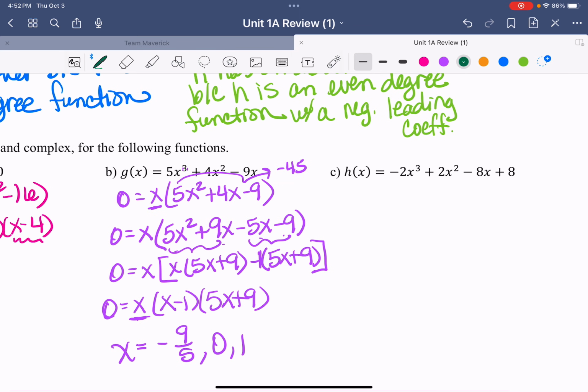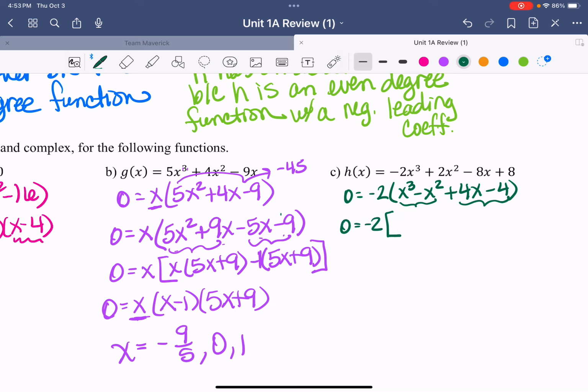All right, so let's look at C. Now I have a GCF, so I'm going to factor out that GCF, and I would like to factor out that negative. So 0 equals negative 2 times x cubed minus x squared plus 4x minus 4. Okay, that's how that works. Then this is factoring by grouping, but I don't have to split the term because I already have 4 terms there, so that's nice. So I'm going to throw in my brackets again.